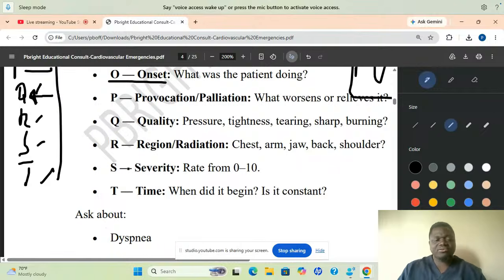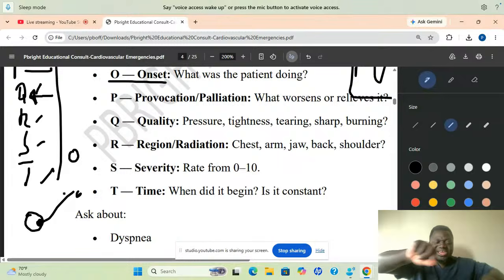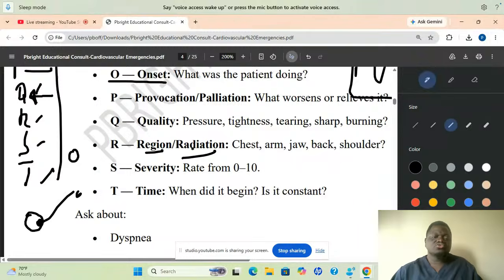Right. Then the R is the radiation or the region. Which region is the pain? Women will complain of abdominal pain. They are having a heart attack, but they will come with abdominal pain and tell you that the pain is radiating to the back. So you should know where the pain starts, the location of the pain, and ask, is it radiating to another location? So we call it the region and the radiation. With some cardiovascular emergencies, chest pain, arm pain, jaw pain, back pain, shoulder pain. So that is what they will have.